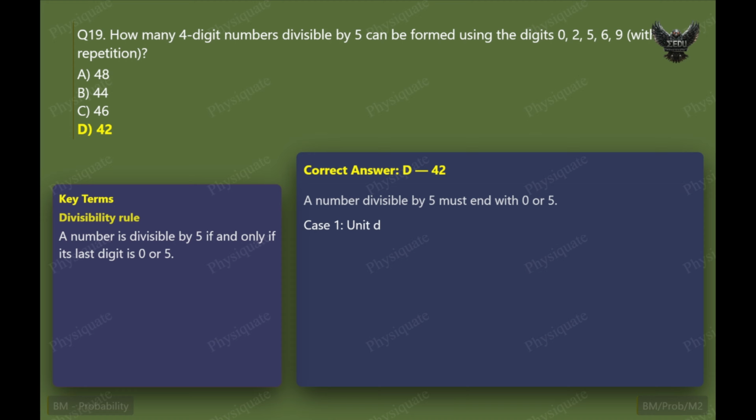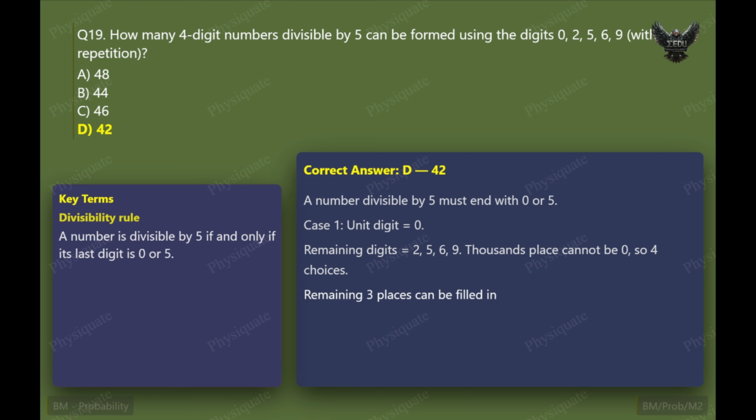Case 1, unit digit equals 0. Remaining digits equal 2, 5, 6, 9. Thousands place cannot be 0, so 4 choices. Remaining 3 places can be filled in 3 factorial equals 6 ways. Total equals 4 times 6 equals 24.